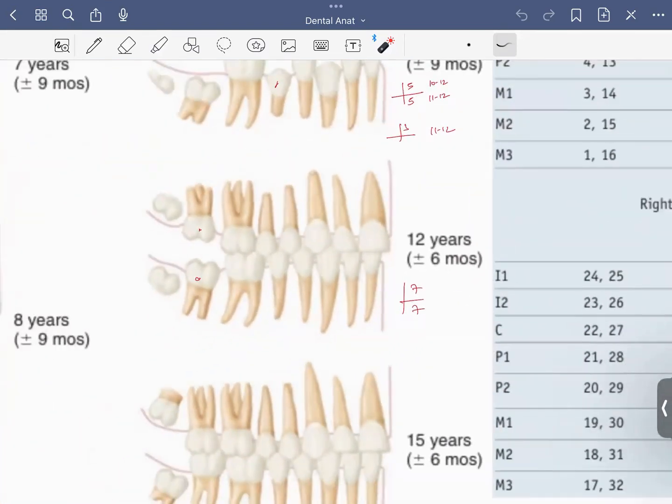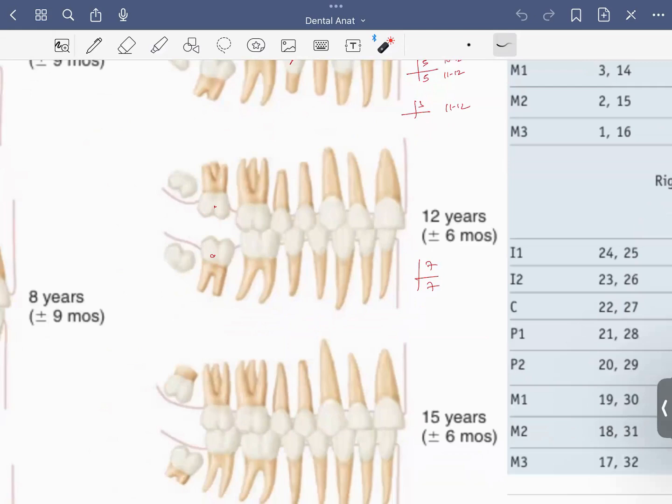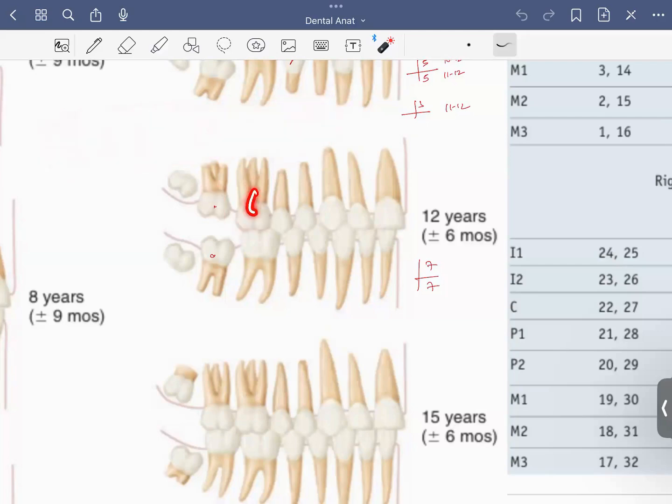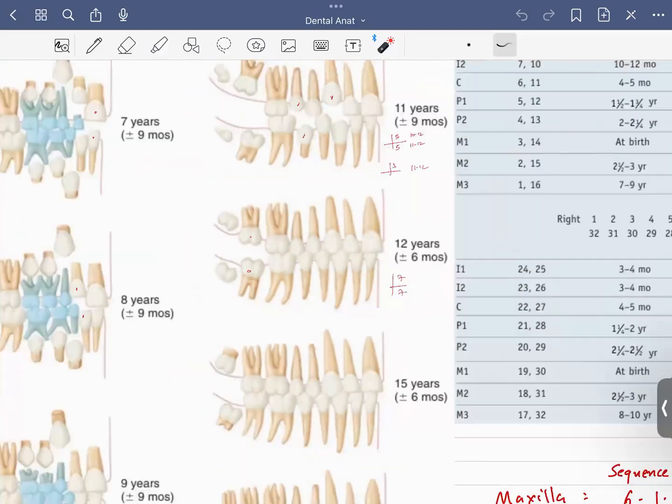Then next is 12 years. 12 years is when the second molar is erupting. So it is known as 12-year molar. Got it? The one which was erupting at 6 years was 6-year molar. One which is erupting at 12 years is a 12-year molar. So the first molar is known as 6-year molar, and the second molar is known as 12-year molar.